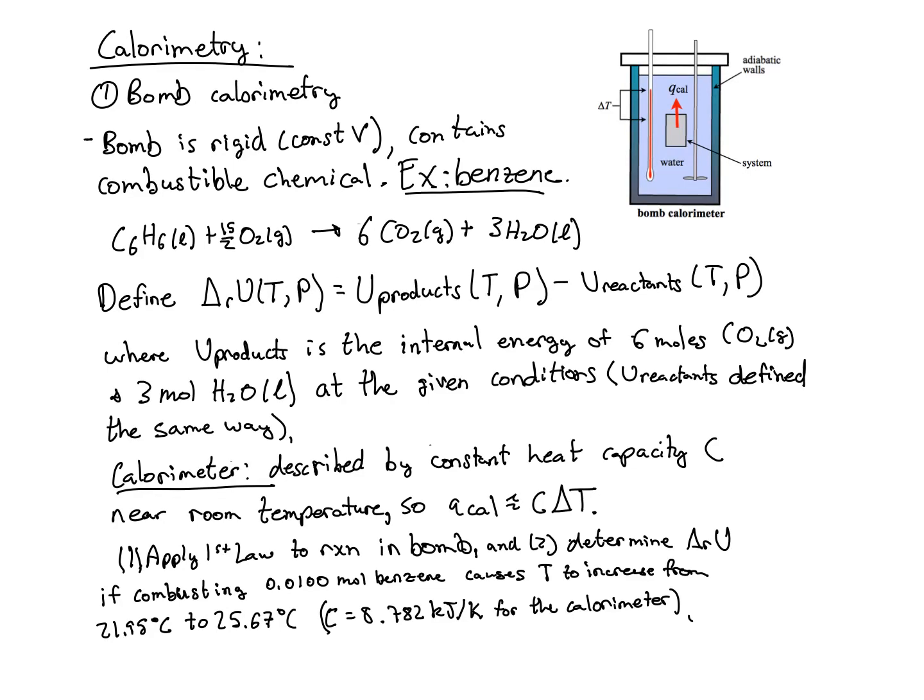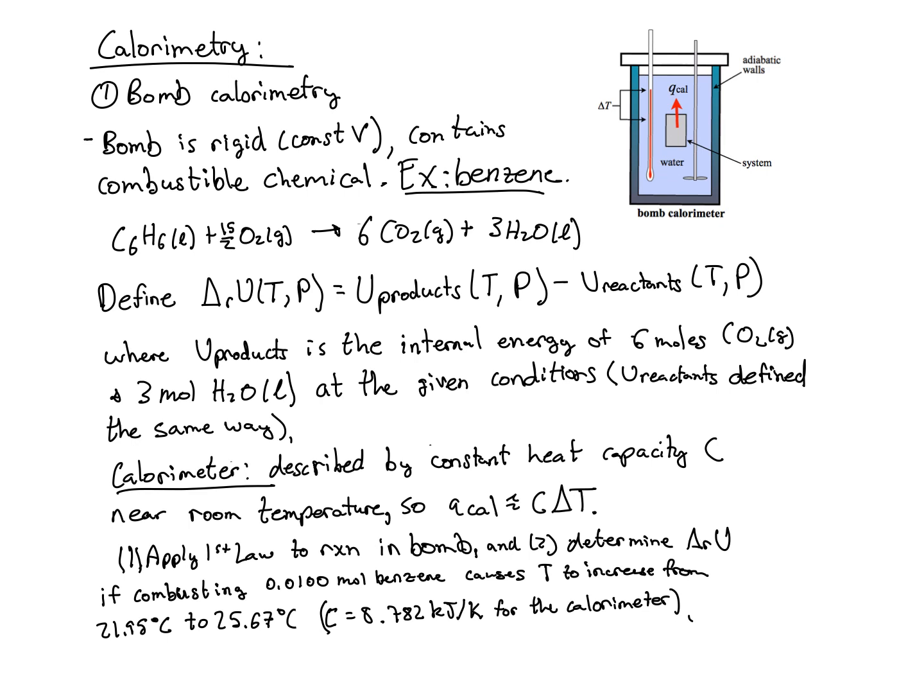Now, calorimetry. We're going to use those two key equations derived on the previous slides, and the first application is bomb calorimetry. Here, we have a rigid container, so constant volume, with a combustible chemical like benzene. Benzene reacts with oxygen in the bomb, or just rigid container, making carbon dioxide and water.